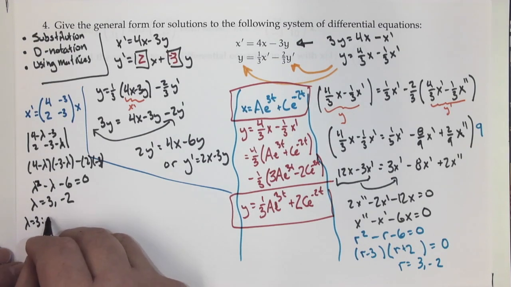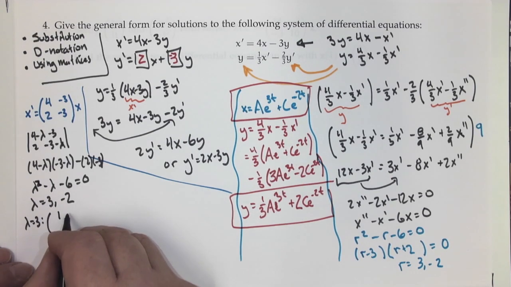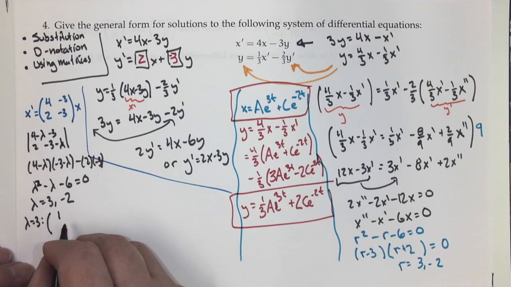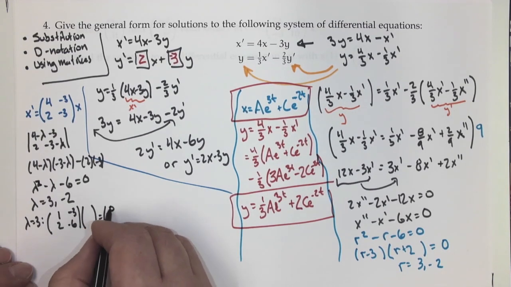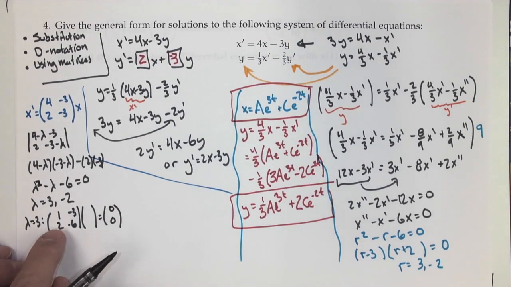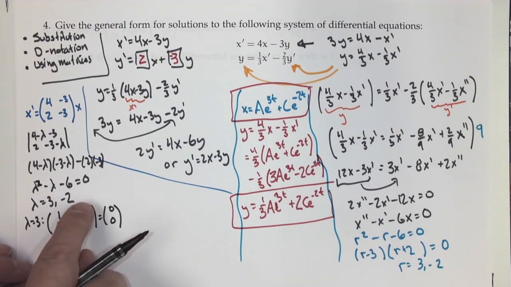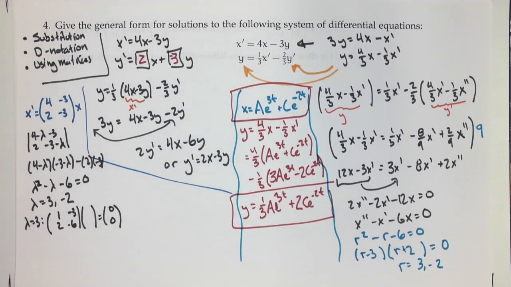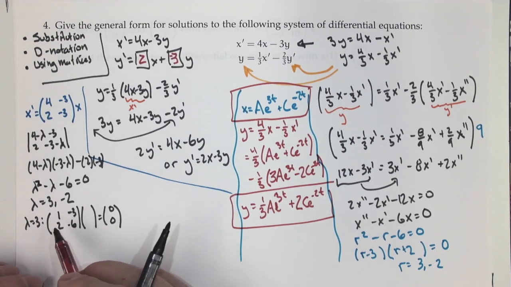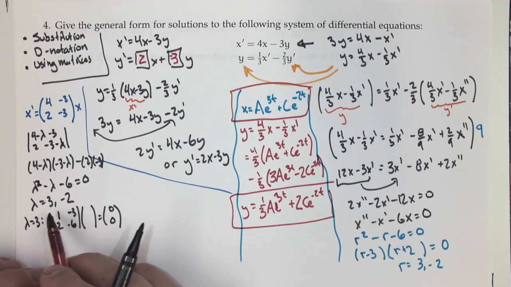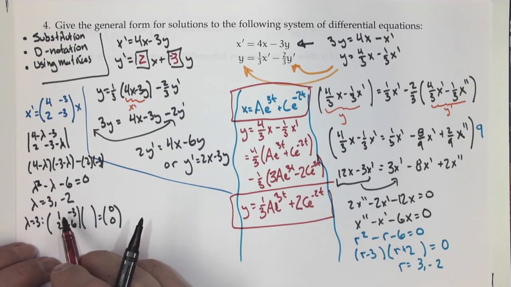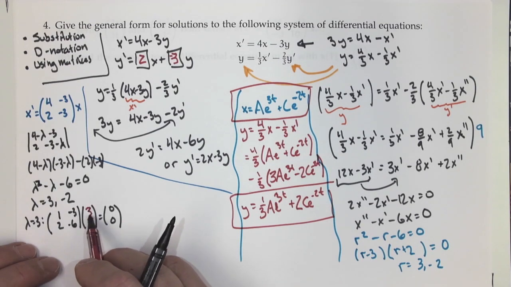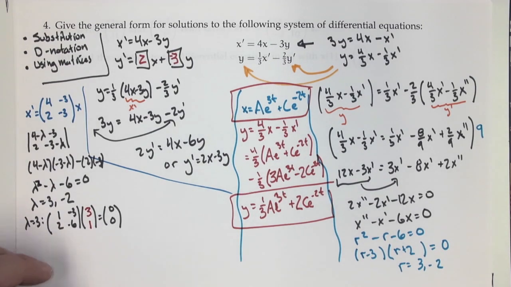So you say, okay, for lambda equals 3, I put lambda equals 3 into here, 1 minus 3, 2 minus 6, and I'm looking for something such that when I multiply 1 minus 3, 2 minus 6 by this vector, I get 0, 0. And the easy way I like to do it is I just take this row, write it in reverse order, and I flip a sign. So I see a negative already, so I'm just going to flip that sign and put it as 3, 1.